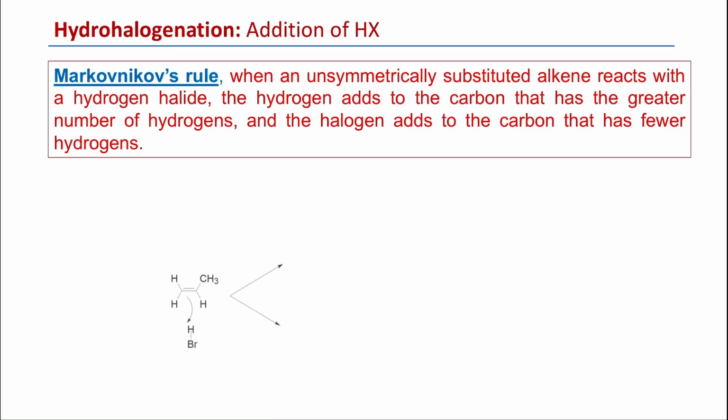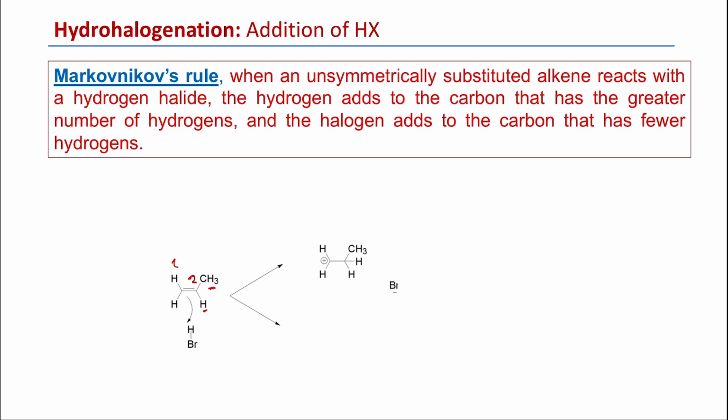So let's have a closer look at this reaction. This is a reaction between propene and hydrogen bromide. In propene, you can see that the double bond between carbon number 1 and carbon number 2 generates an unsymmetrical alkene because the first carbon has two hydrogens while the second carbon of the double bond has one hydrogen and one methyl group. The first step in the reaction will be the attack of the nucleophile towards the electrophile, which is the hydrogen of the hydrogen bromide. So the hydrogen can either add to carbon number 1 or to carbon number 2.